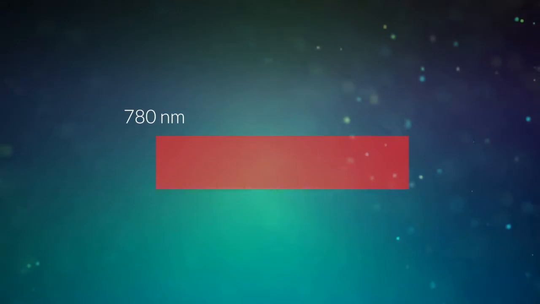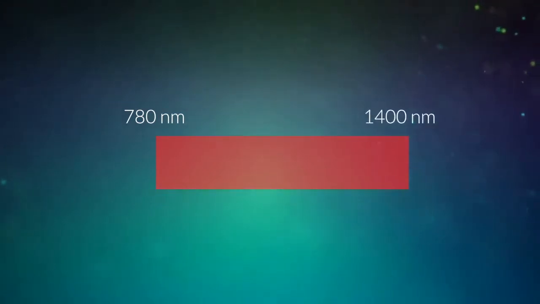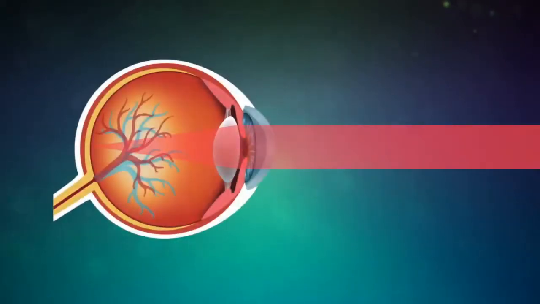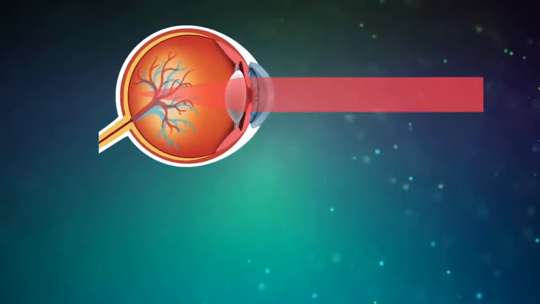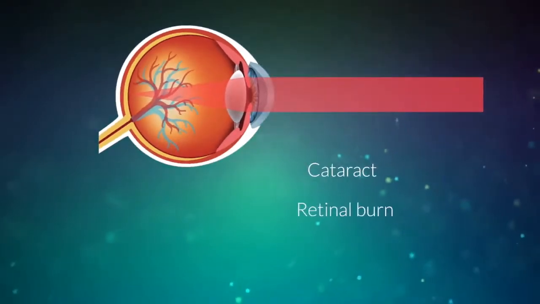Exposure to the near-infrared wavelength range, spanning from approximately 780 to 1400 nanometers, also known as the NIR, cannot be seen, but will still be focused onto the retina in the back of the eye and may lead to cataract and retinal burns.